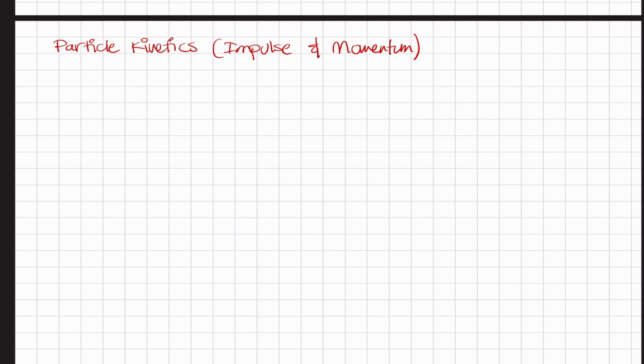All right, welcome back. In this lecture, we're talking about particle kinetics, and in particular, we're talking about the impulse and momentum method. This method is really good anytime you are analyzing kinetics of a dynamic system over a particular period. So you're looking at change over time. And this method is really good at that.